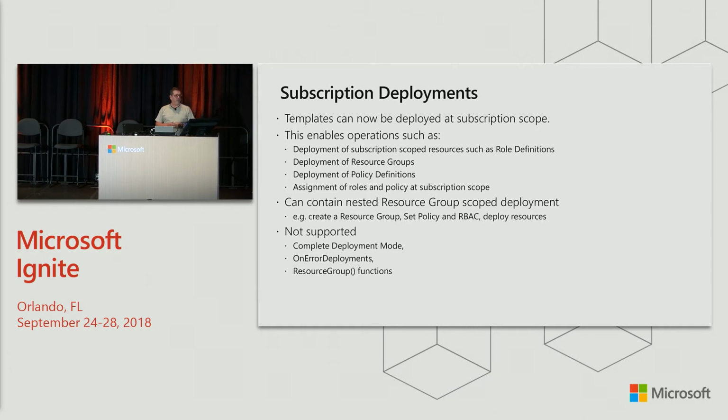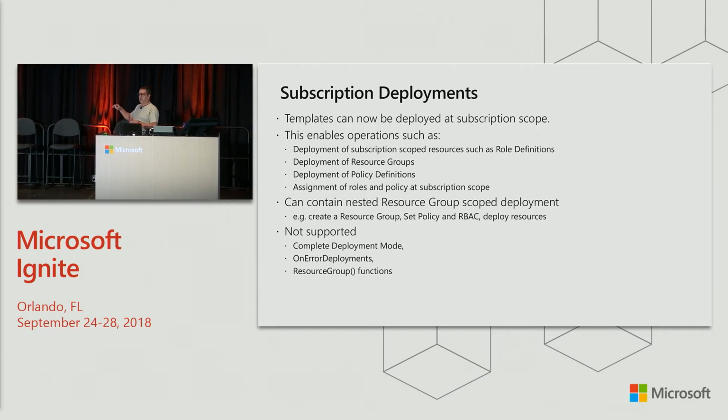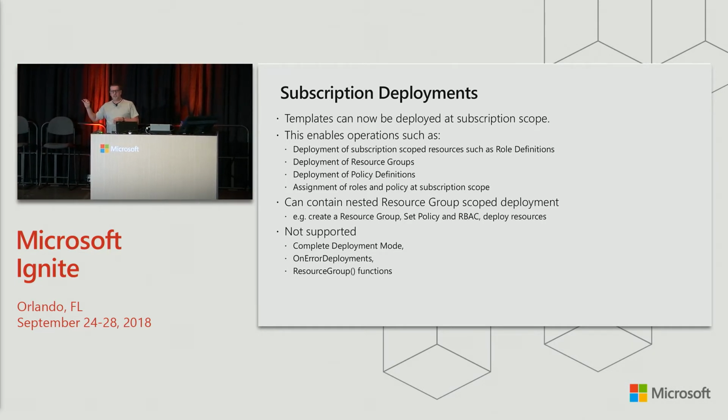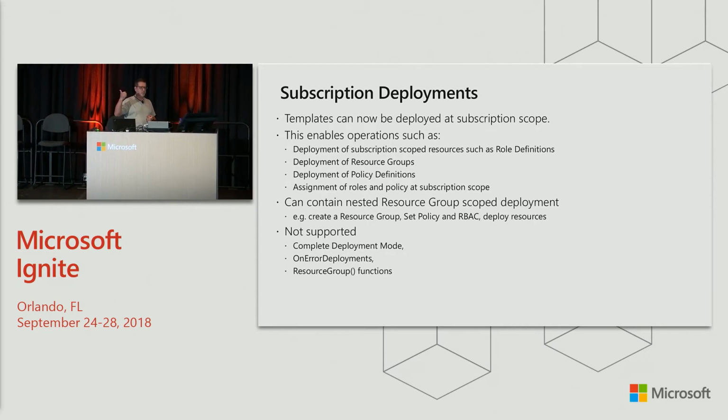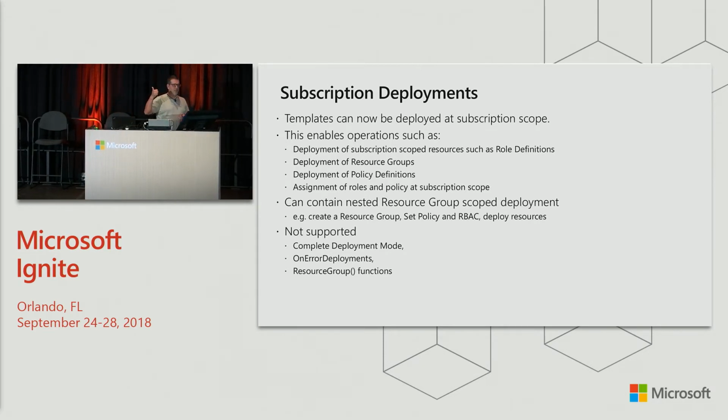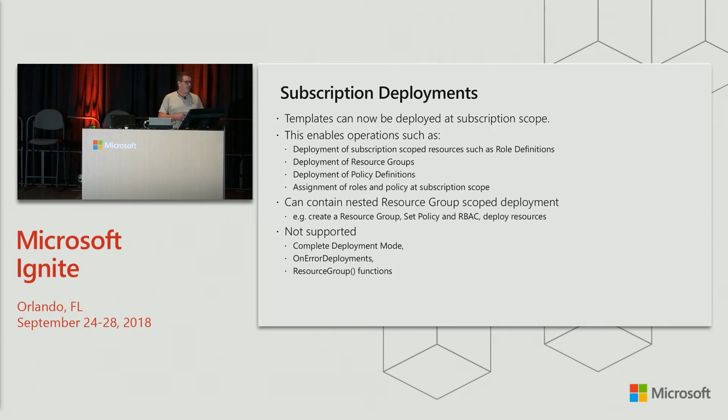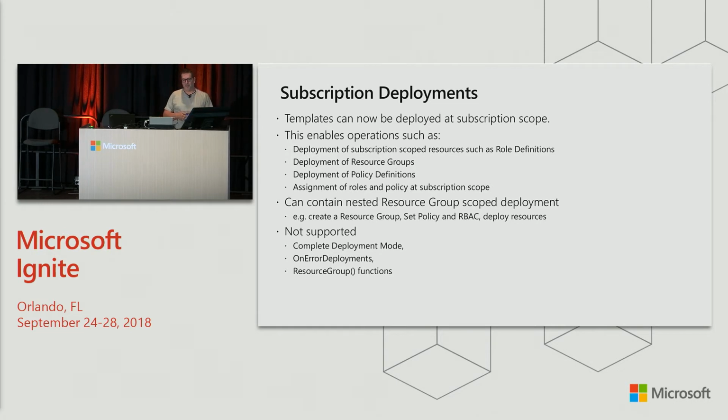There are a few little differences between resource group scope deployments and subscription scoped. We don't support complete mode. If you don't know what that is, don't worry. We have another new feature called on-error deployments I'll describe in a minute, but that only applies to resource group scope deployments. And then some functions like the resource group function don't really make sense inside a deployment that's done at subscription scope because there is no resource group.